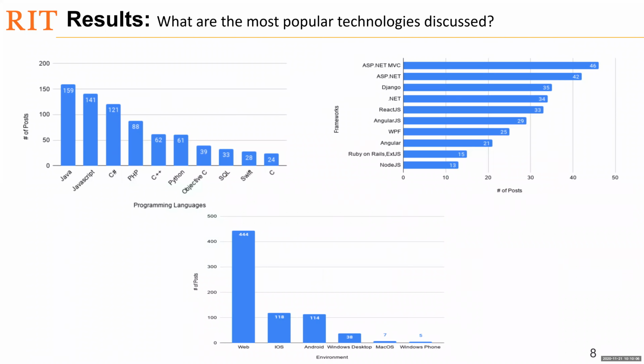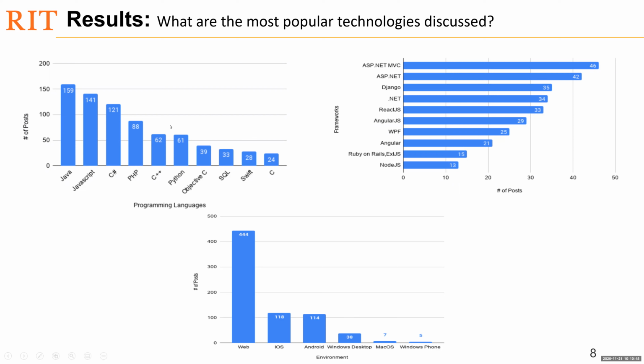For the second RQ, what are the most popular technologies discussed? We performed manual classification. When performing the manual classification, we noted that a lot of times posters did not tag their questions with all used technologies, or they tagged questions with technologies that had nothing to do with the content of the question. As the tags did not really represent the accurate technology, we manually classified the technology used in terms of programming languages, frameworks, and environment.